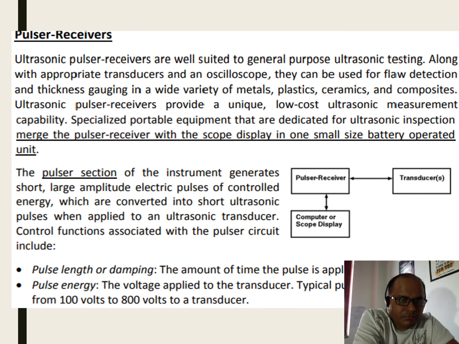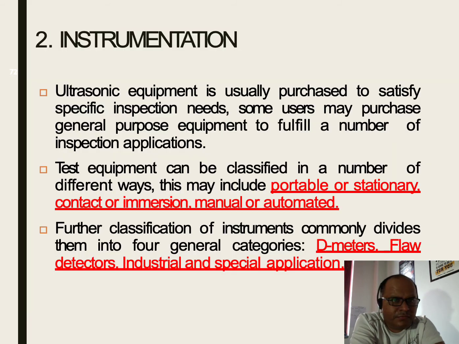When applied to an ultrasonic transducer, control functions associated with the pulse circuit include pulse length, known as damping, which is the amount of time the pulse is applied, and pulse energy, the voltage applied to the transducer. Instrument: ultrasonic equipment is usually purchased to satisfy specific inspection needs.